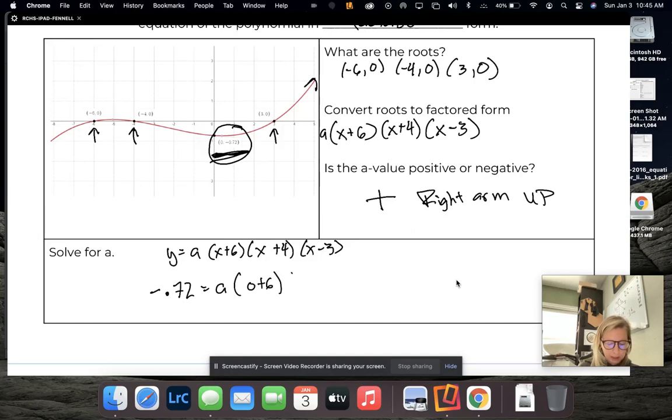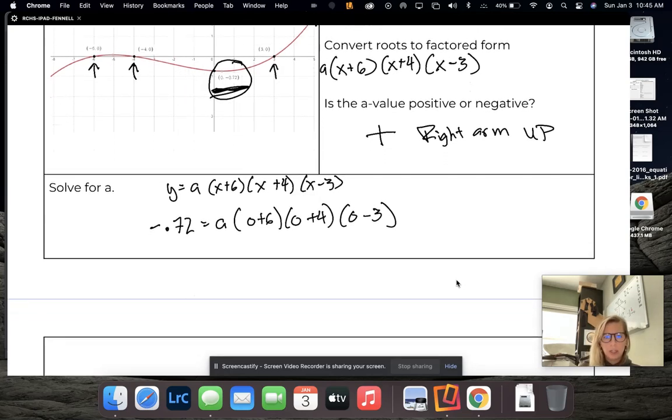(0 plus 6), (0 plus 4), (0 minus 3). Okay, and then we're just going to go ahead and multiply that out. So we get 6 times 4, 24, times 3, 72, and negative 3, negative 72. So now we have negative 0.72 equals a times negative 72. So we're going to divide by negative 72 on both sides. And we get a equals 0.01. Okay, so that is our a value.